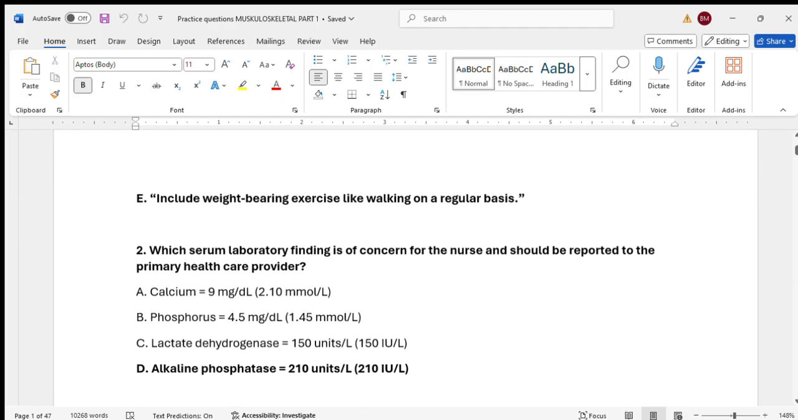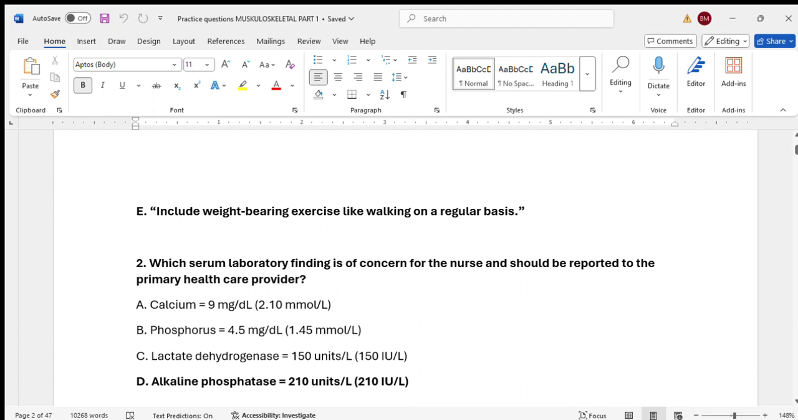Okay, now which serum laboratory finding is a concern for the nurse and should be reported to the primary health care provider? Okay, so we have calcium, and this 9 milligrams is between the normal levels. Know your calcium levels, especially for musculoskeletal, your calcium, your vitamin D levels, okay? Phosphorus 4.5 also is normal. Lactate dehydrogenase is 150, and alkaline phosphatase is 210 units, okay?